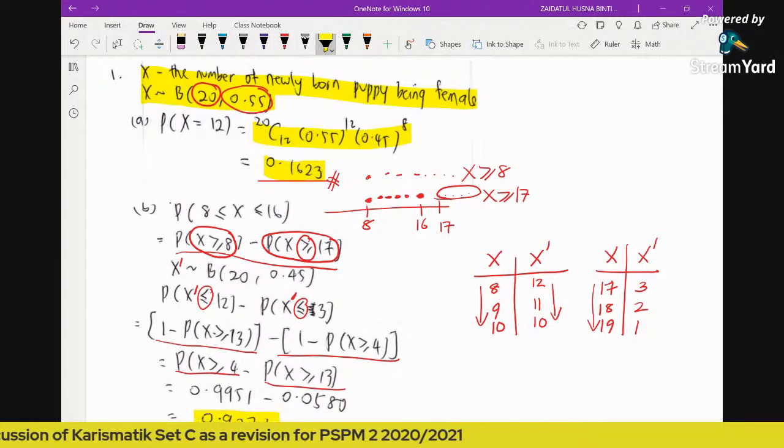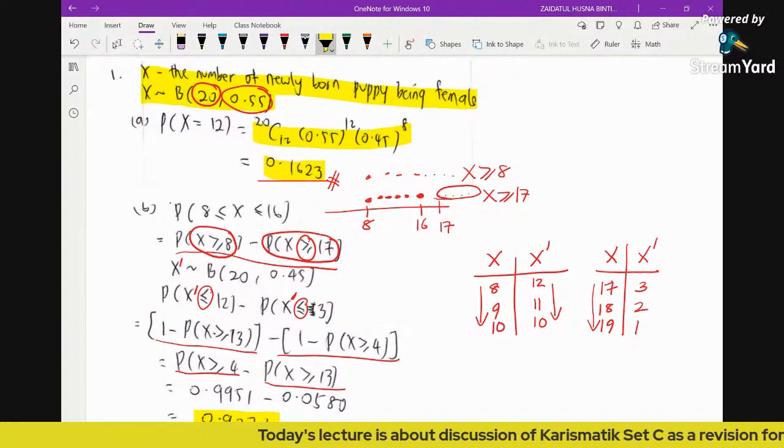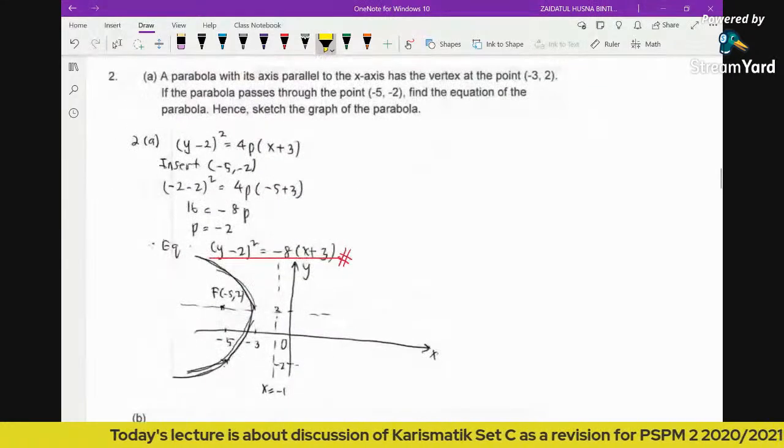Yeah, so you just need to be very careful when it comes to binomial distribution where the probability of success is not in the table. Alright, so now let's continue with question number 2.